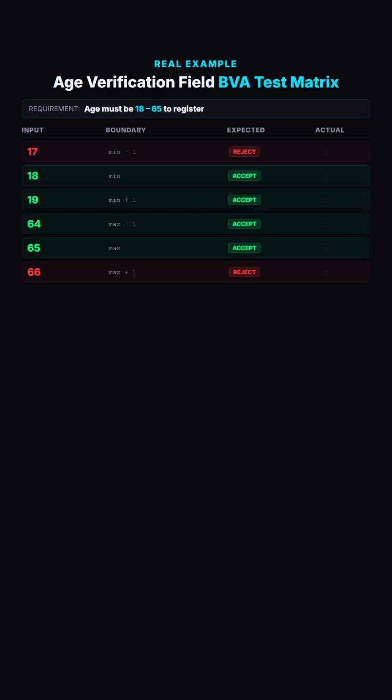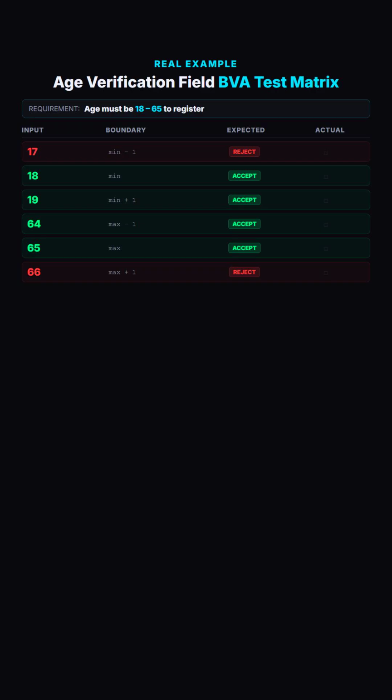Now here is how you build the test matrix. You write a table with 3 columns: input value, expected result, and actual result. 17, expect reject. 18, expect accept. 19, expect accept. 64, expect accept. 65, expect accept. 66, expect reject. 6 rows. 6 test cases.